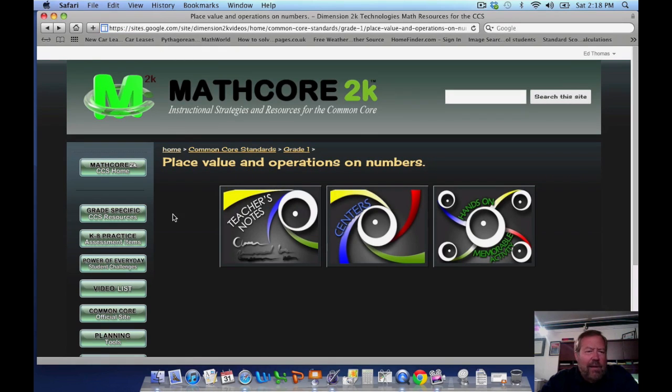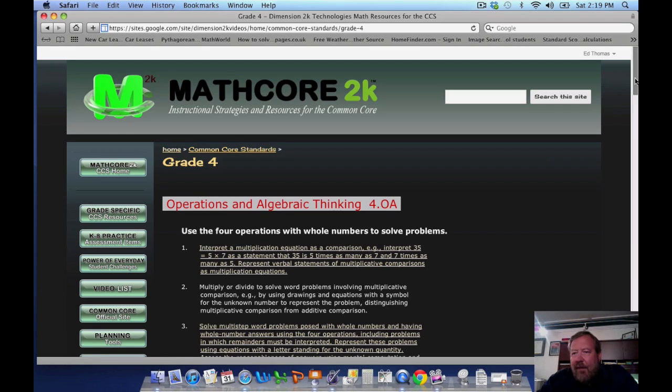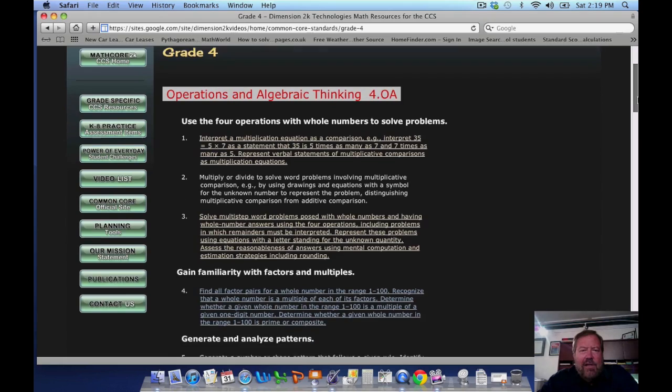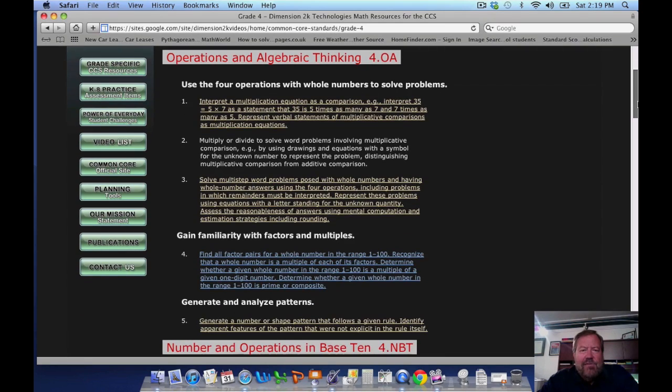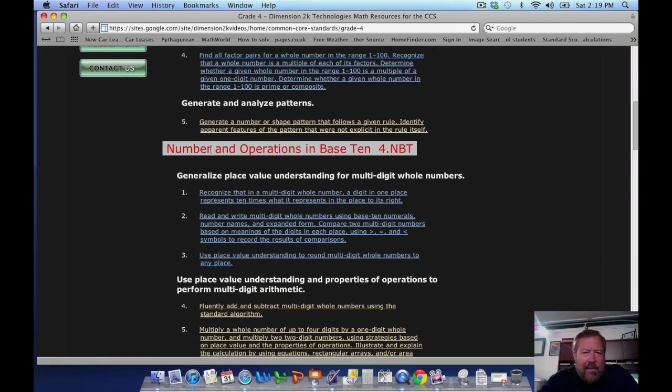and I want to go back to the different grade levels, and I want to show you an example of grade 4. Now from grades 3 through high school, we actually type out the standards themselves. So we're actually looking at the list of the standards, and notice here's a topic, number and operations, and we have more information on place value, but this is a 4th grade level.